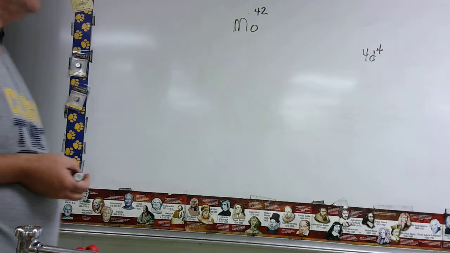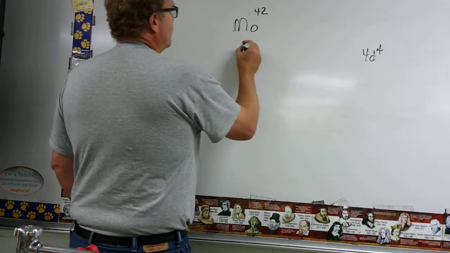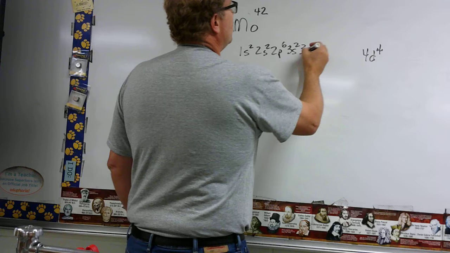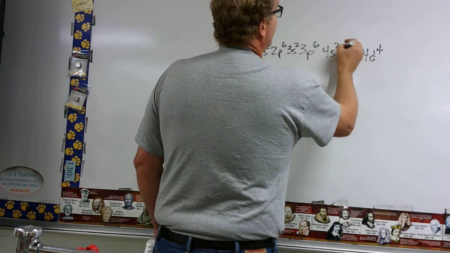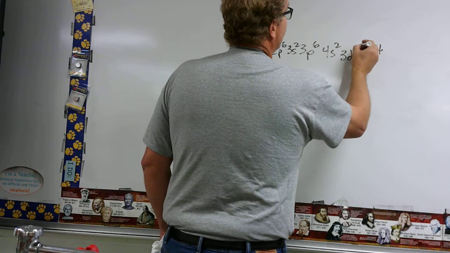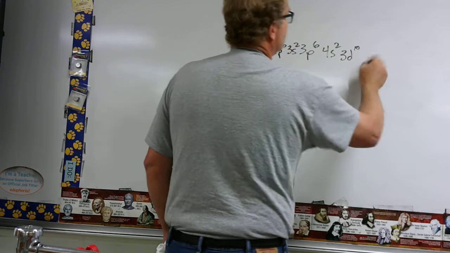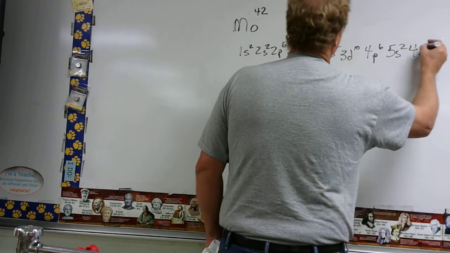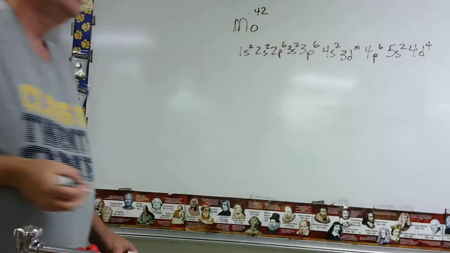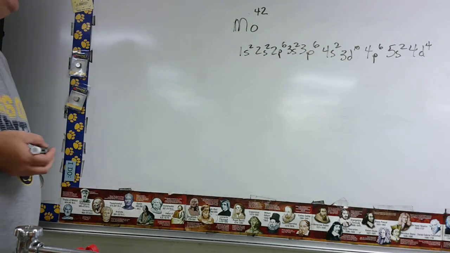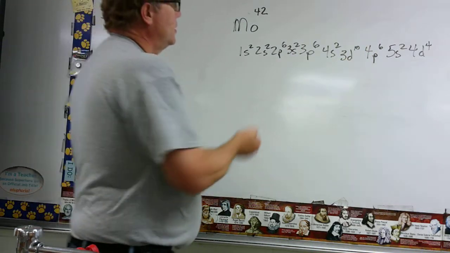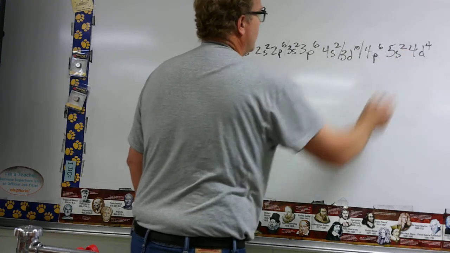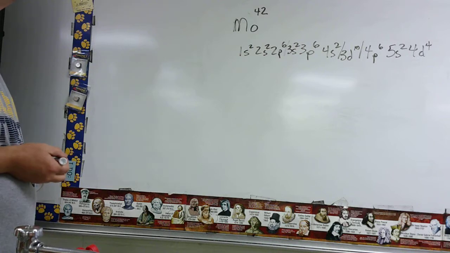Now I just have to do the configurations all the way over to there. So 1s2, 2s2, 2p6, 3s2, 3p6, 4s2, 3d10, 4p6, 5s2, 4d4. And that's going to be number 42, molybdenum. And again, we go in sets of 10, 20, 30, 38, 42, which matches my atomic number.